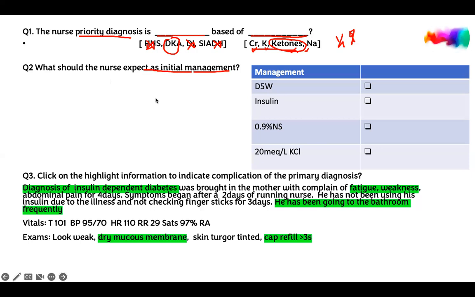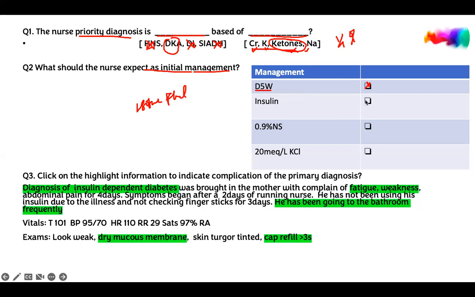Initial management is IV fluid. The patient is dehydrated. If you give them fluid, you will stop the cycle of the metabolic acidosis that is occurring. And therefore, just give them some fluid. But what fluid do you give them? D5W? No, you don't give that. You have to give them isotonic fluid.